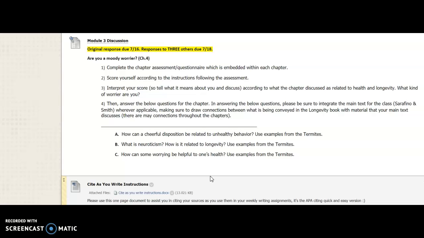Be able to explain this using examples from the termites. You're going to be getting to know now some of the termites that are mentioned by name, John and Linda and various people. How do they fare? If you have a cheerful disposition, where does that leave you? If you're more neurotic and anytime you have something wrong, you're very focused on that and very thinking about it over and over, ruminating, how does that affect you? How is that related to longevity?